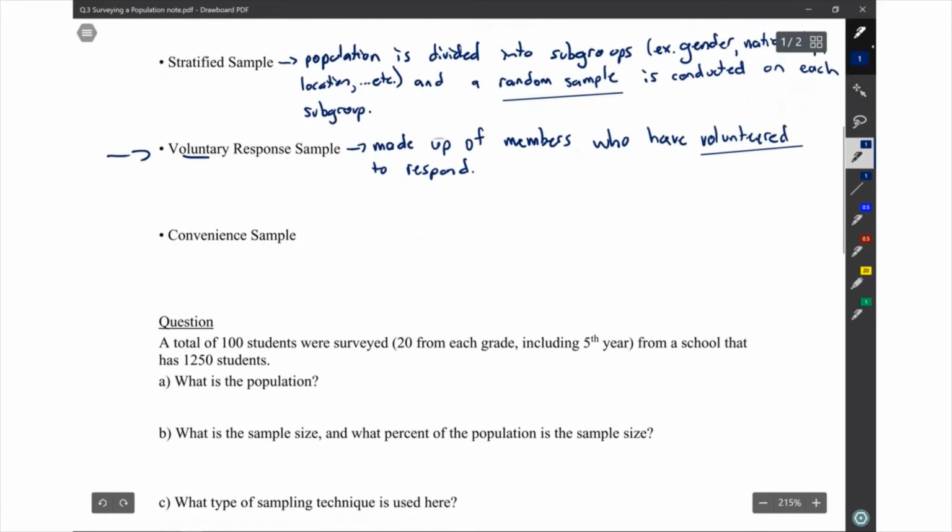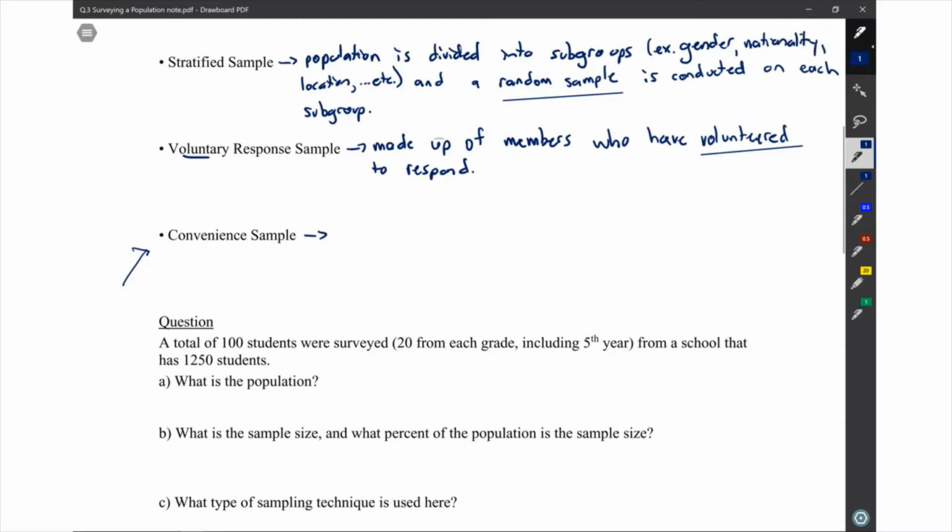And a convenience sample is fairly similar here. A convenience sample is a sample obtained from those of a population where the data is most easily collected. So that might be the people who are walking by you while you're on the street. It might be the people whose information you already have. You might just choose to take that information for one reason or another.